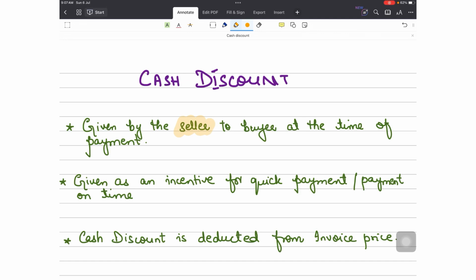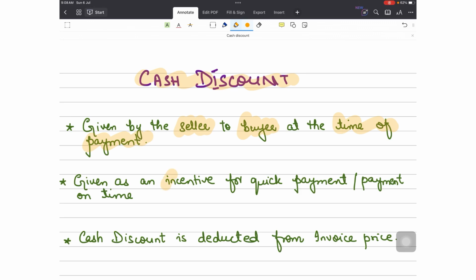So cash discount is again offered by the seller to the buyer, but at the time of payment, when the buyer wants to pay for the goods that he purchased on credit, for instance. So at that time, if there is some discount involvement, that will be cash discount, right? Because he has come now to pay for the goods that he purchased earlier. At that time, if the supplier offers another discount, that will be called the cash discount.